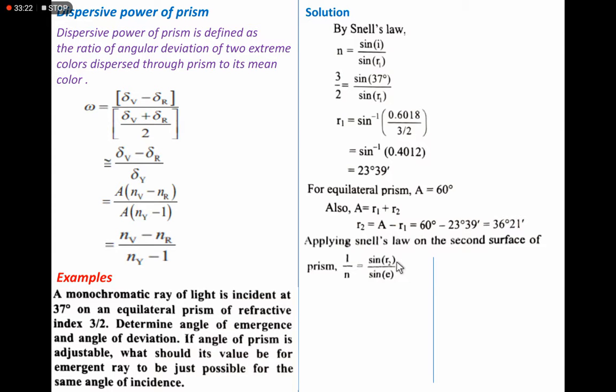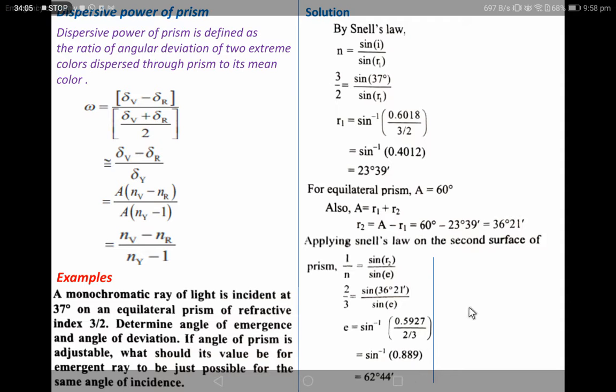When a ray of light emerges, it passes from a denser to a rarer medium. So n is 3 by 2, and the angle of emergence has to be found out. The angle of refraction at the second surface is 36 degrees 21 minutes. So the angle of emergence e is the sine inverse of 0.889. This 3 will be multiplied to the numerator, and after dividing by 2 we get this. If we find the sine inverse from the logarithmic table, we get the angle of emergence. It is 62 degrees and 44 minutes.